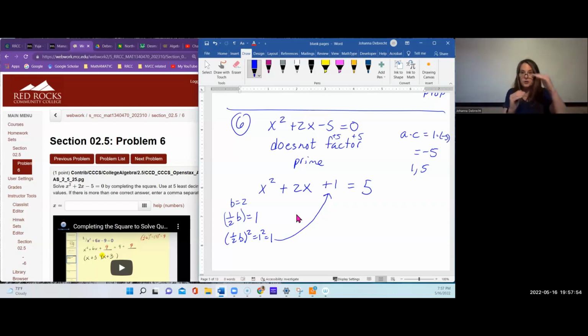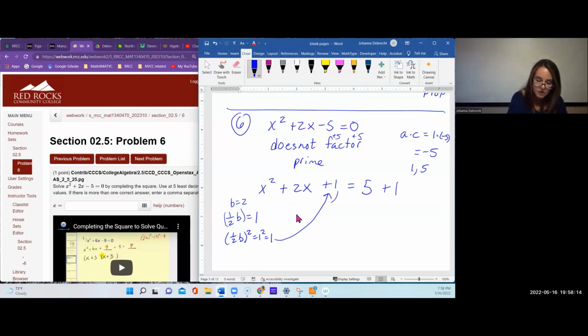So what can I do now that it's out of balance? Well, what I can do is add 1 to the opposite side of the equals to keep it balanced. So I add 1 over here as well, and that keeps the equation balanced. I put a +1 on the left and a +1 on the right, so it's still balanced.